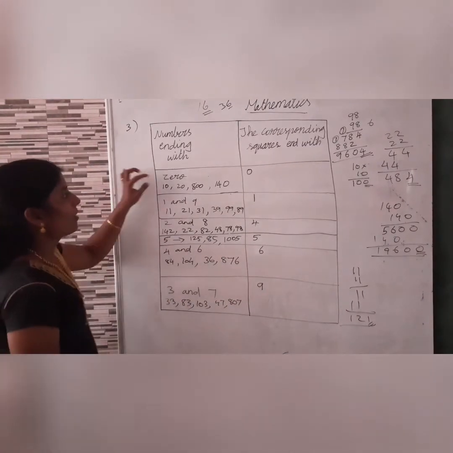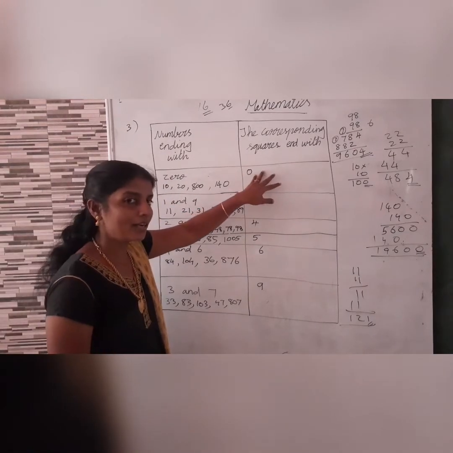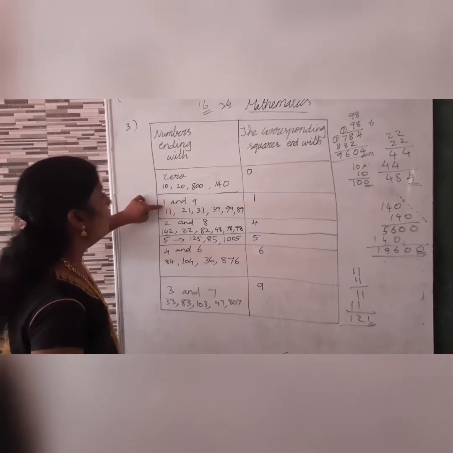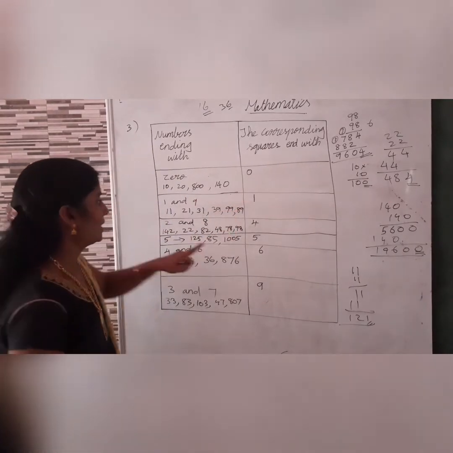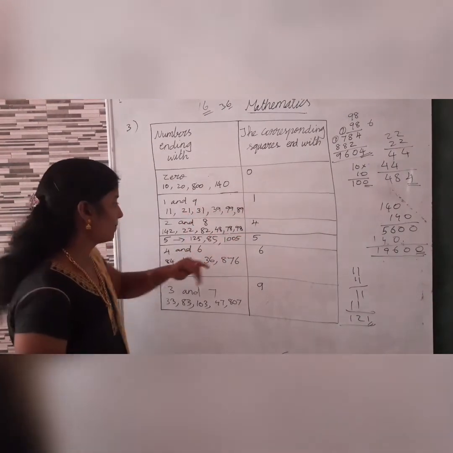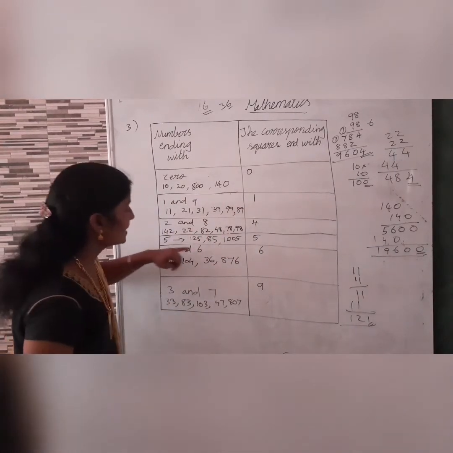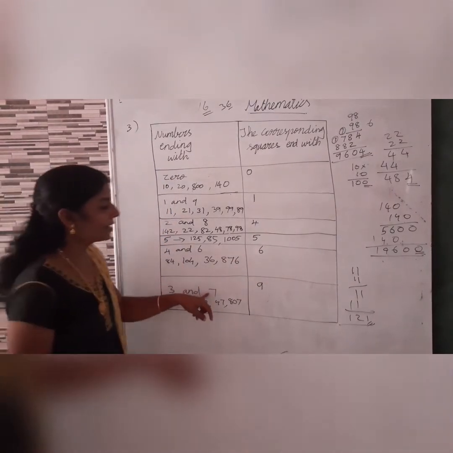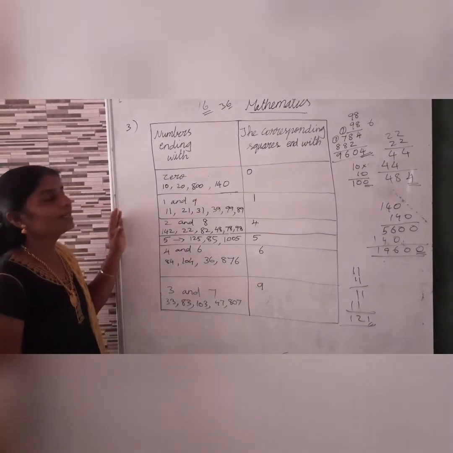Now are you clear? Here, if you take any number ending with 0, the corresponding squares also end with 0. If the ones digit is 1 or 9, the corresponding square ends with 1. 2 and 8, the corresponding square ends with 4. 5 means the corresponding square ends with 5. 4 and 6 means the corresponding square ends with 6. 3 and 7, the corresponding square ends with 9. Are you clear? This is the third property.